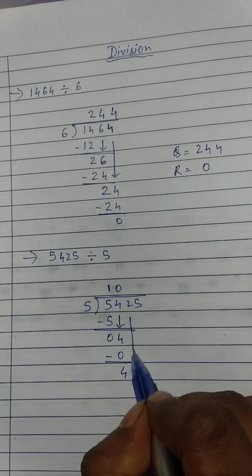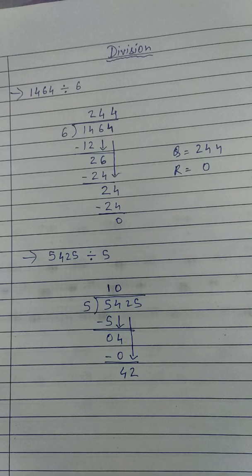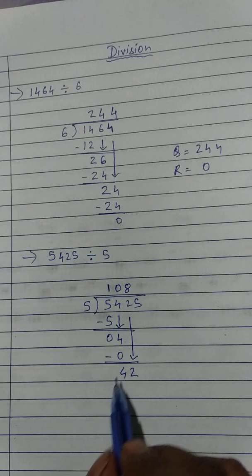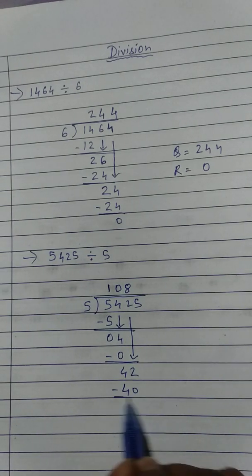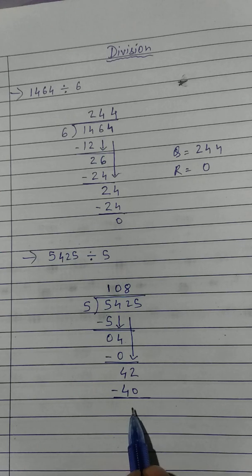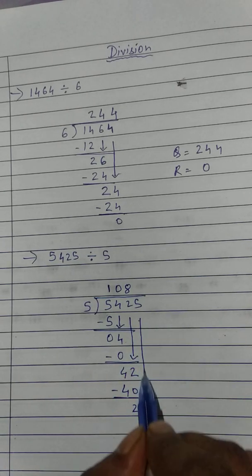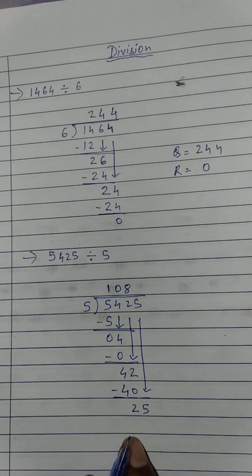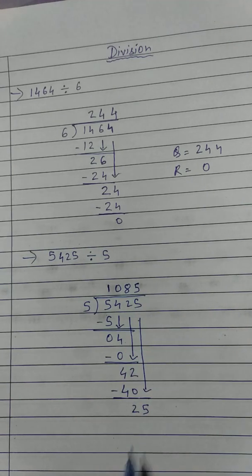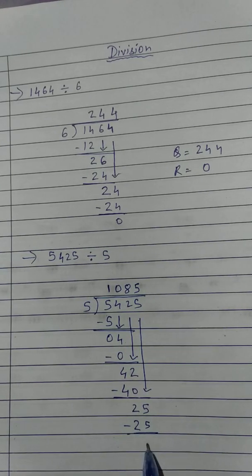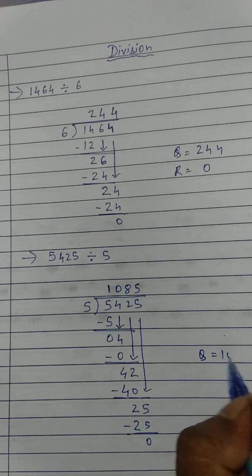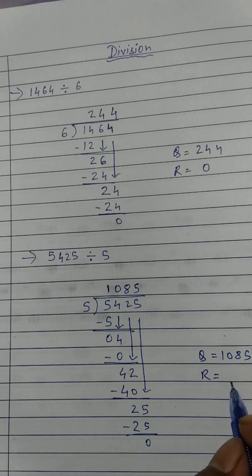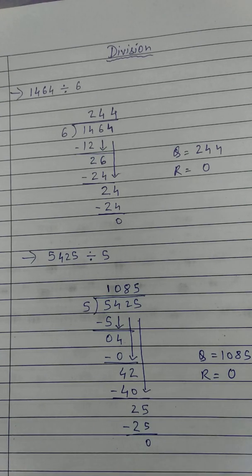Next, again this number will come down to 42. So here will come 5 8s are 40, minus, 42 minus 40 is 2. Next, this number will come down, 25. 25 divided by 5. 5 5s is 25. So our quotient is 1085, and the remainder is 0.